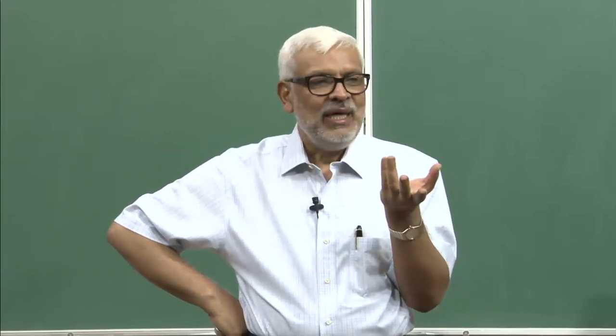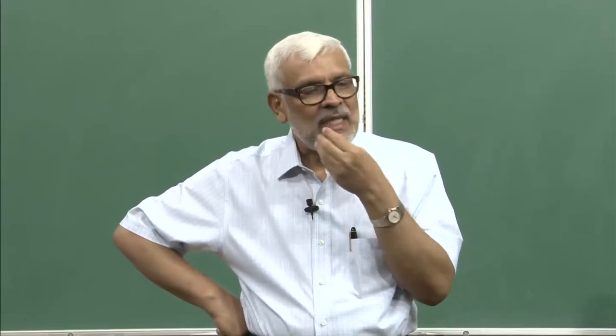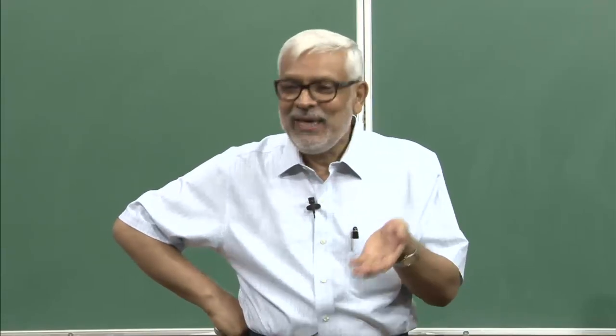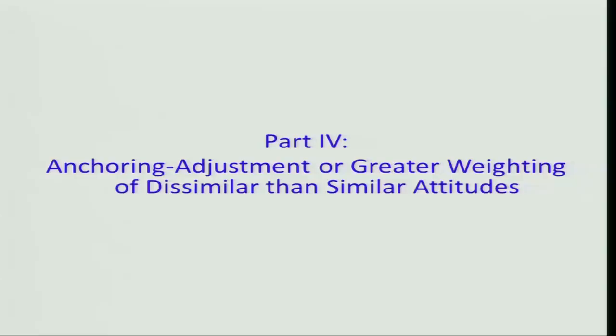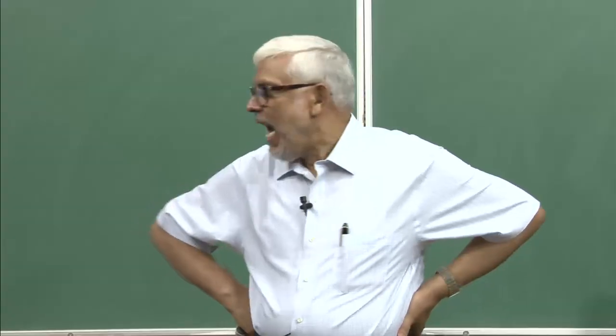Now, how do we test it? As I look at my career as a psychologist, sometimes simple ideas do not enter your head. It takes years and decades to come across them. So, to an honors student, we said here is a challenge. One possibility is the anchoring type: greater distance of dissimilarity than similarity from assumed similarity when attitudes are not known. Another possibility is that dissimilar attitudes take on greater weight than similar attitudes. How do we test it?